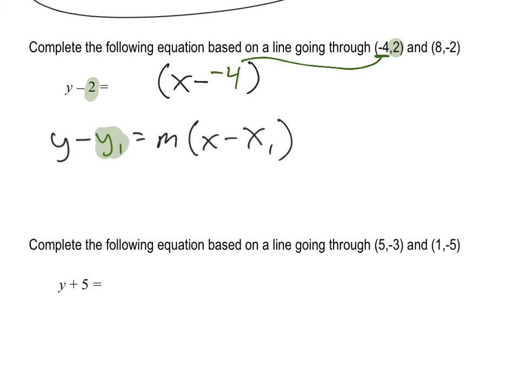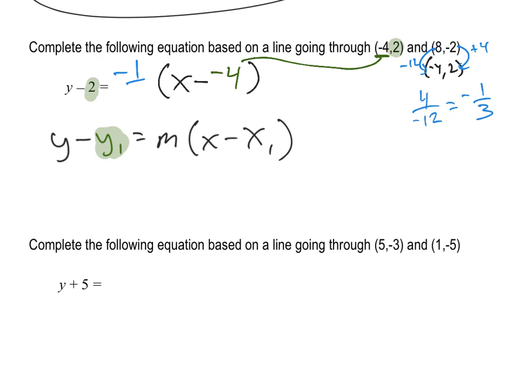Okay, but what about the slope? It doesn't tell us the slope, so we'll have to stack and find the delta y over delta x. Let's go ahead and do that. So negative 4, 2. How do you get from negative 2 to positive 2? Add 4. How do you get from 8 to negative 4? So minus 12. So our slope will be 4 over negative 12, which is negative 1/3.